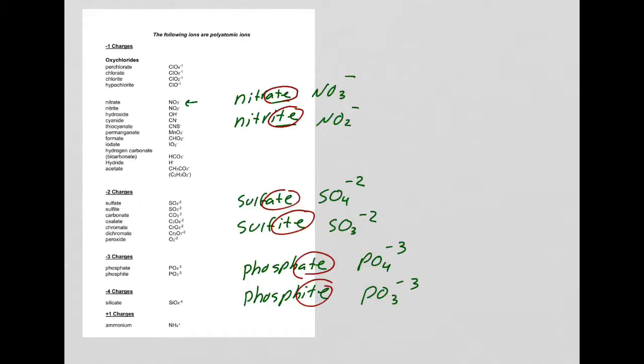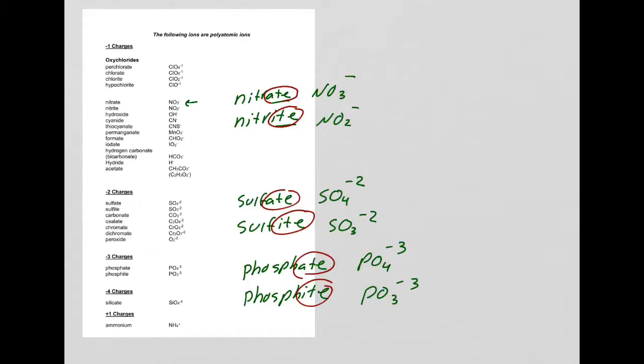I have a student who told me that the way he memorized this was that he was putting all these polyatomic ions on a beer bottle, and as he was drinking, he was memorizing the polyatomic ions, but he failed the class. So I do not recommend that.